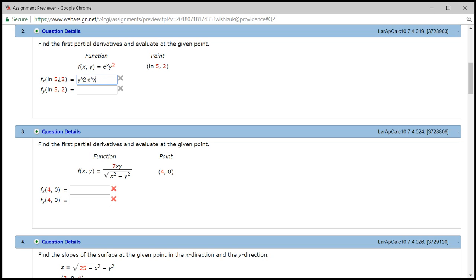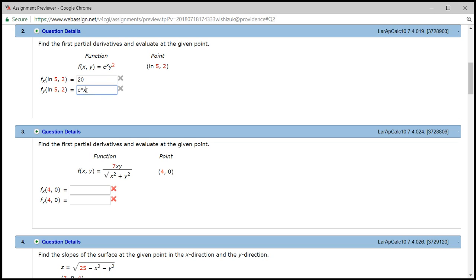Now we have to evaluate it at the natural log of 5, comma 2. So y is 2, so 2 squared is 4. If you plug in natural log of 5 here, e to the natural log of 5 is 5, so 4 times 5 is 20.